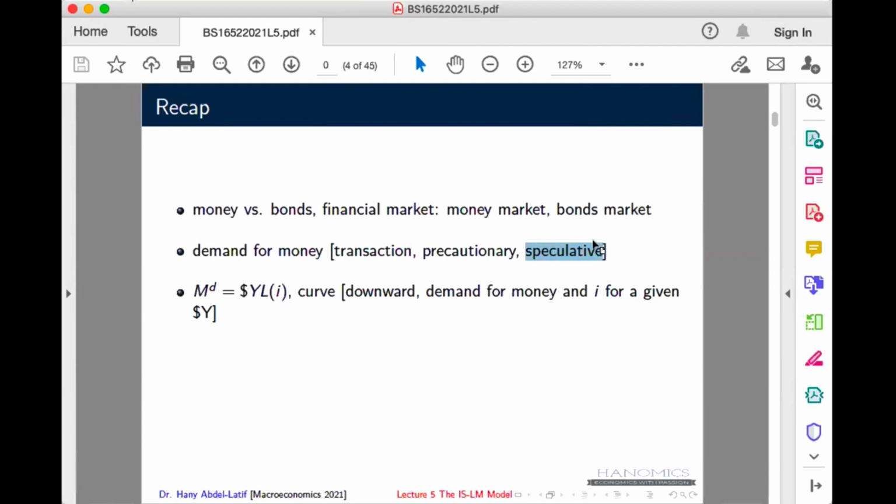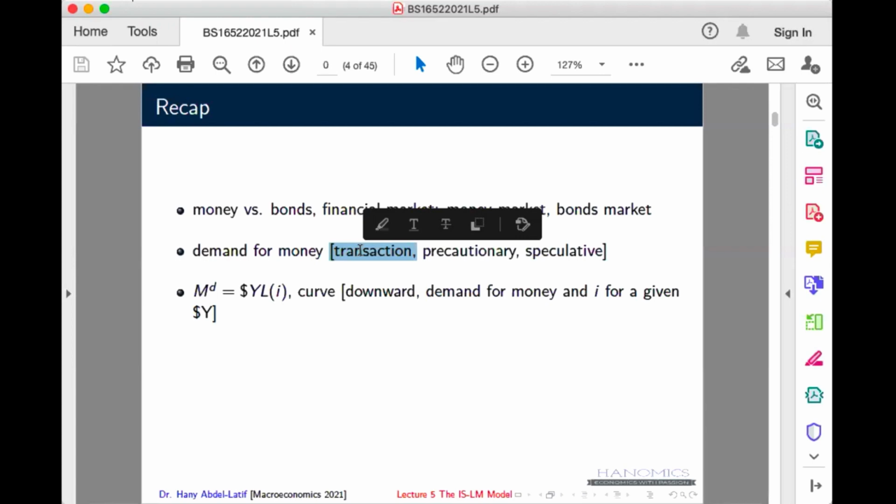Again, just to sum up, the demand for money is determined by three factors: transaction, precautionary, and speculative demand. The first one, the transaction demand, depends on income level, and we use nominal income as a measure of the level of transactions in any economy. It is positively related to money demand. So the more transactions we have, the higher the demand for money for transactions.